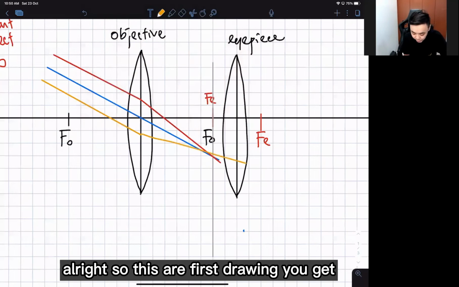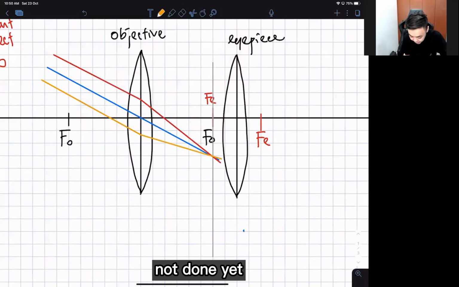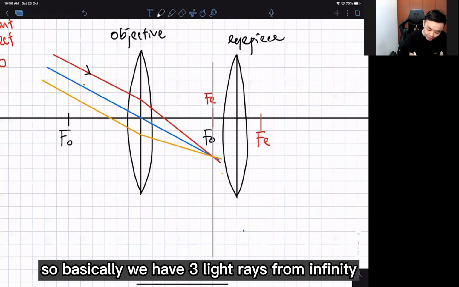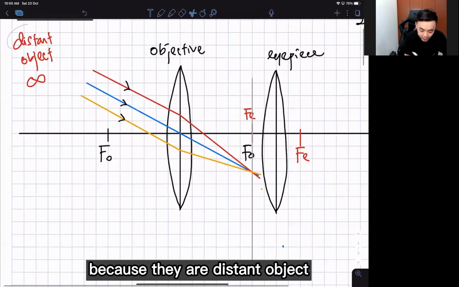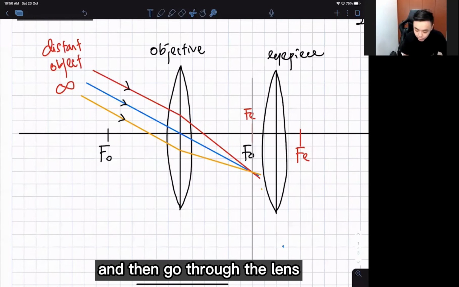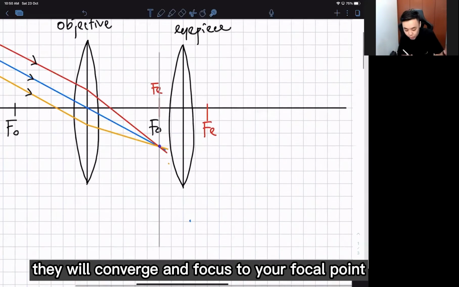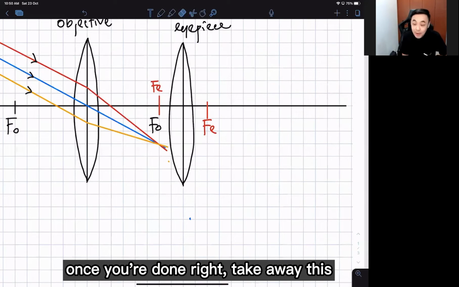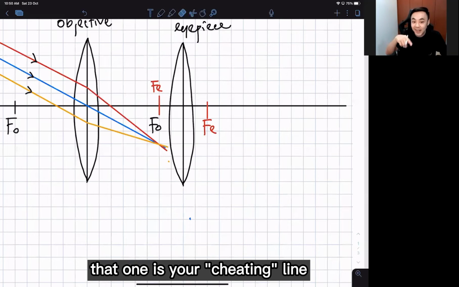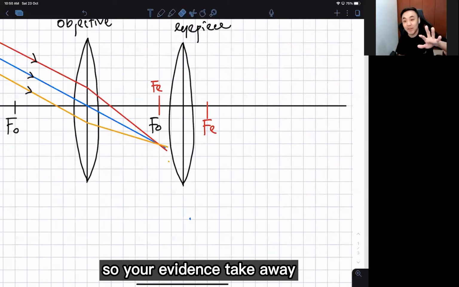So these are the first drawing you get. Now, not done yet. Later, you focus first. All right. This one. So basically, we have 3 light rays from infinity because they are distant objects. And then they go through the lens. They will converge and focus to your focal point. Now, once you're done, take away this. You're not supposed to have the line. That one is a cheating line. So your evidence, take away.